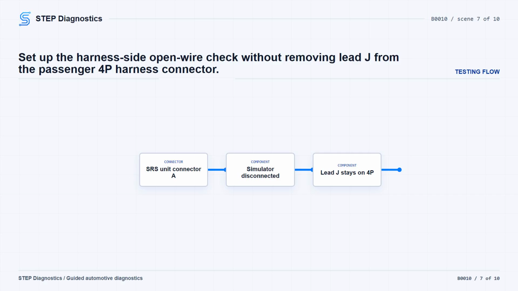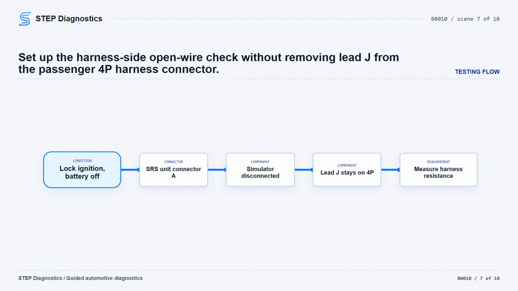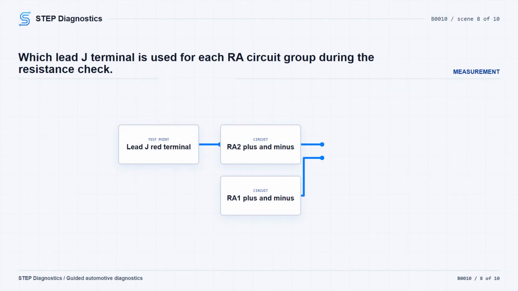Disconnect the negative battery cable and wait at least 3 minutes. Disconnect SRS unit connector A, the 39P connector. Now disconnect the SRS inflator simulator from SRS simulator lead J, but do not disconnect SRS simulator lead J from the front passenger airbag inflator 4P connector on the dashboard wire harness. With the ignition at lock (0), the passenger inflator connector disconnected from the airbag, SRS unit connector A disconnected, and lead J still connected to the dashboard harness connector.